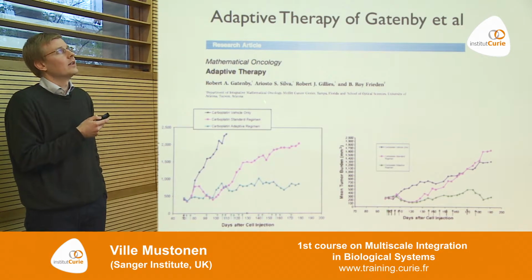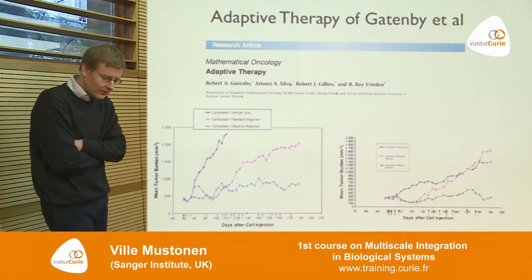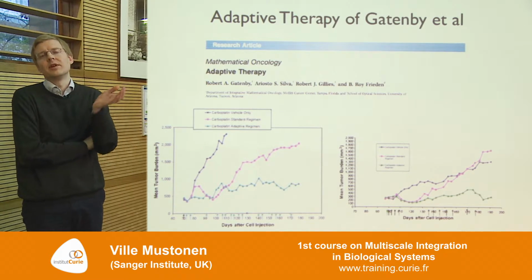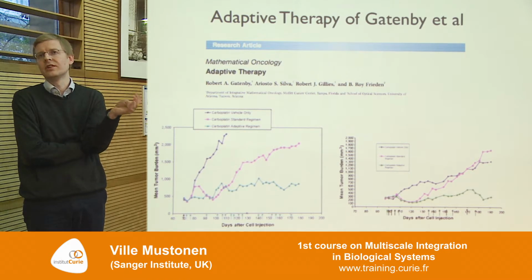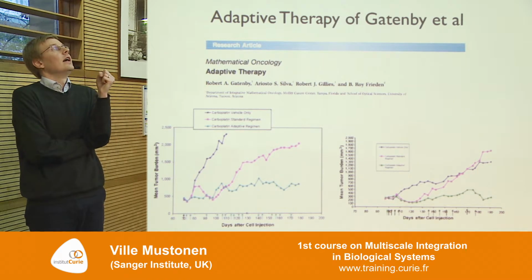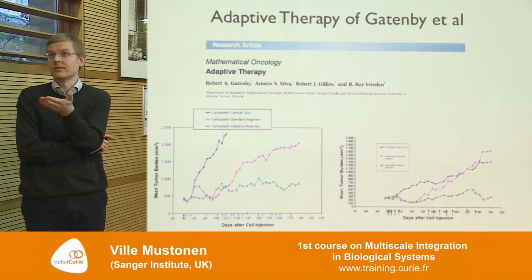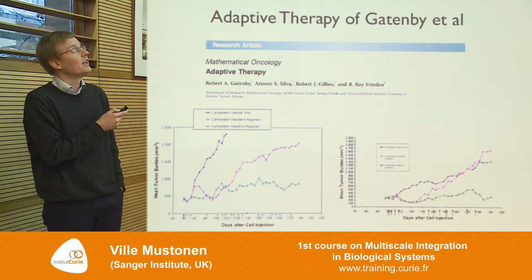Essentially, Bob Gatenby's idea was that perhaps all-out chemotherapy is not a good idea, because it doesn't seem to work. You have this competitive release, and then you have resistant clones. Against the resistant clones, you have nothing left. This is exactly what the question was about. And he did some experiments.